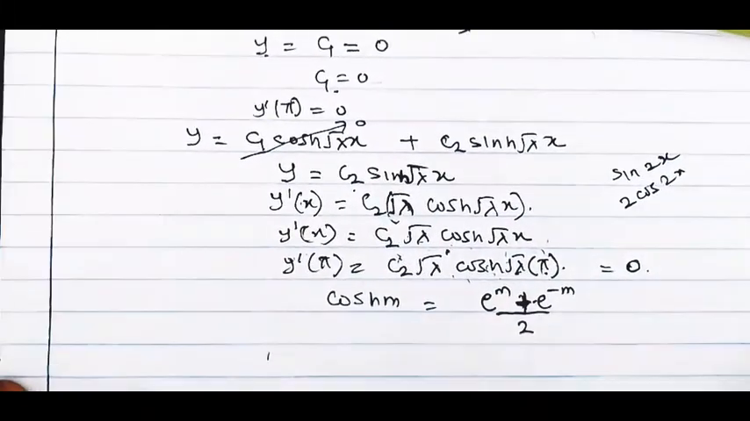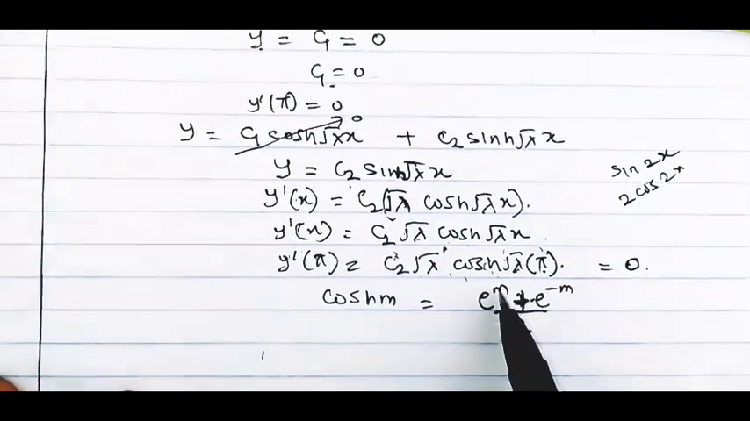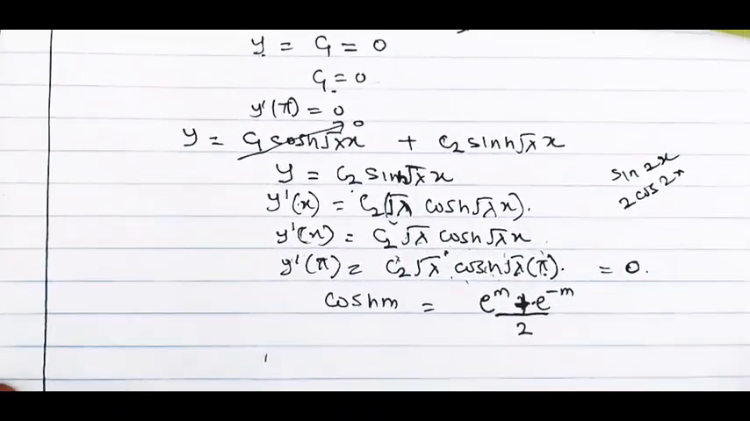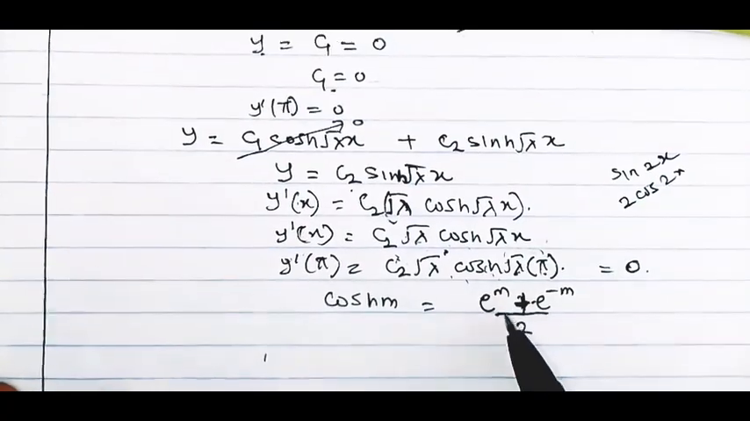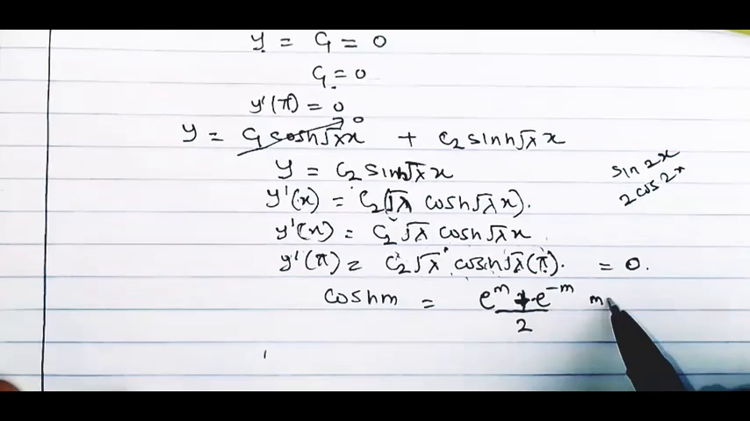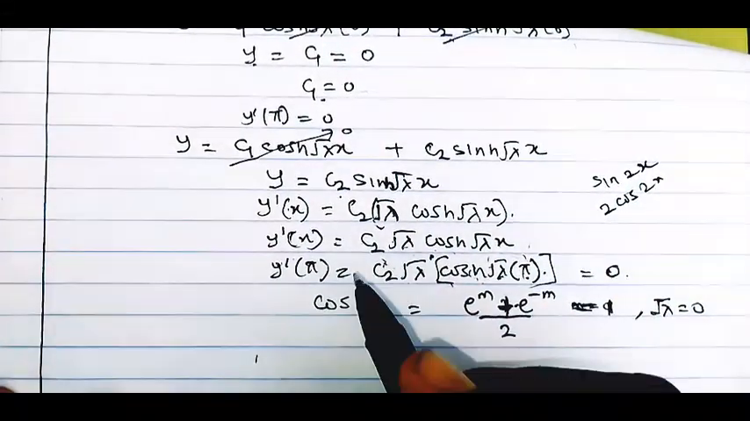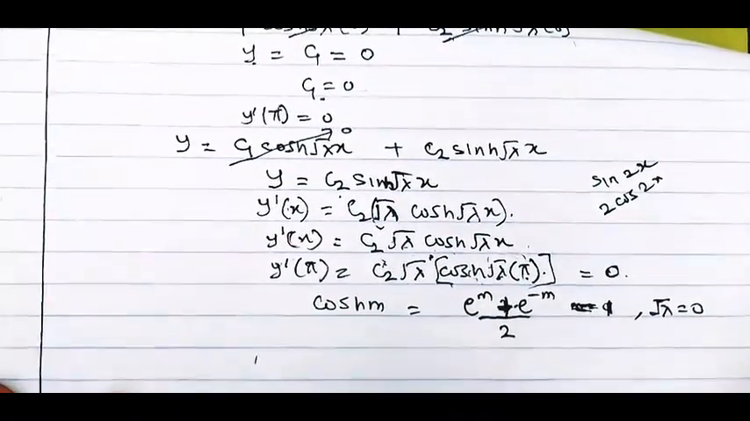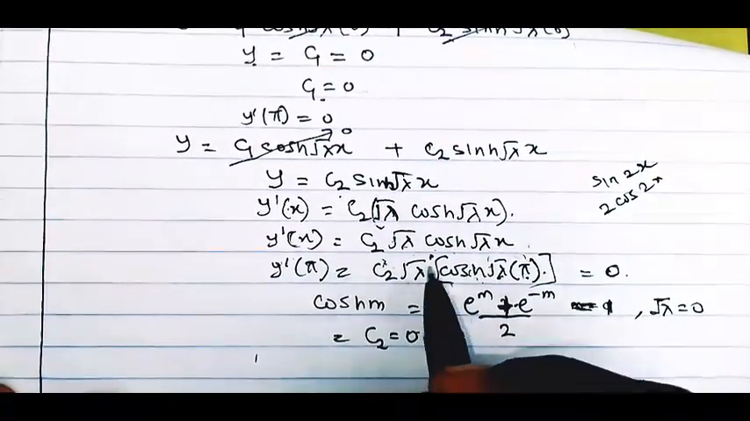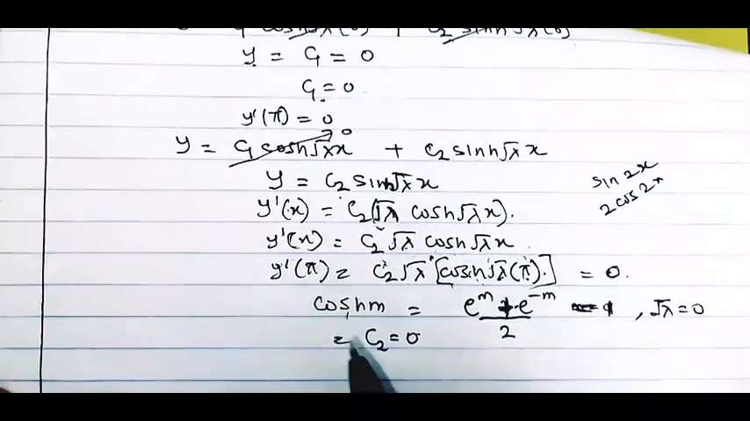So what can make cosh m equal to 0? What can we substitute as m that will make cosh equal to 0? If you try, there is actually nothing you can do. This cannot be equal to 0. Then we have no choice but to make C2 equal to 0. So C2 is the only factor that can make this equal to 0. Then we can say that this is a trivial solution.